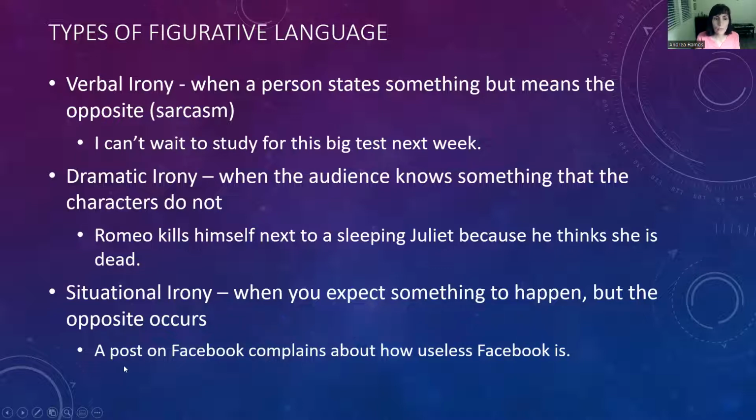Situational irony is when you expect something to happen, but the opposite happens. So for example, there could be a post on Facebook complaining about Facebook. It's ironic to use Facebook to speak badly about Facebook. That's situational irony. It's a funny situation that you would post something on Facebook that is saying something against posting something on Facebook.